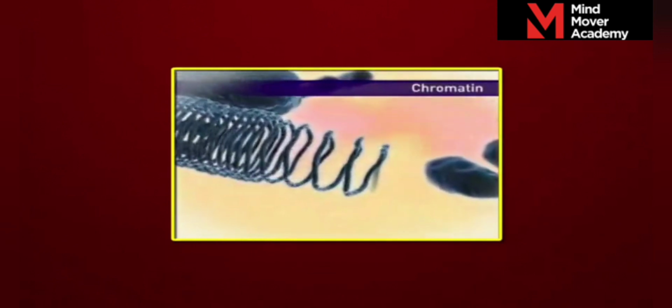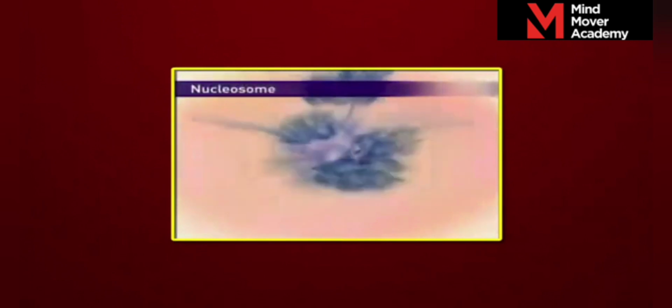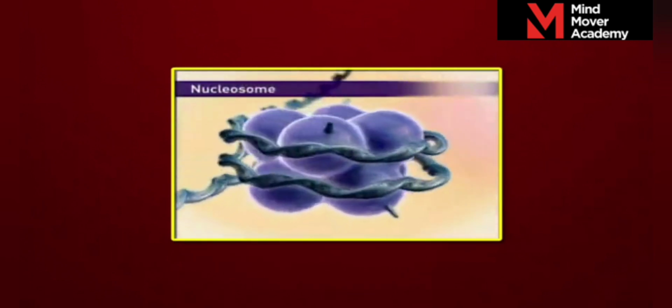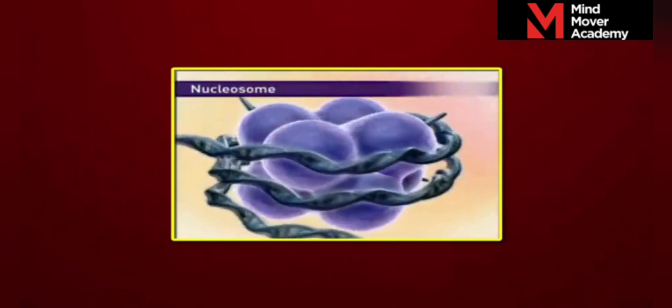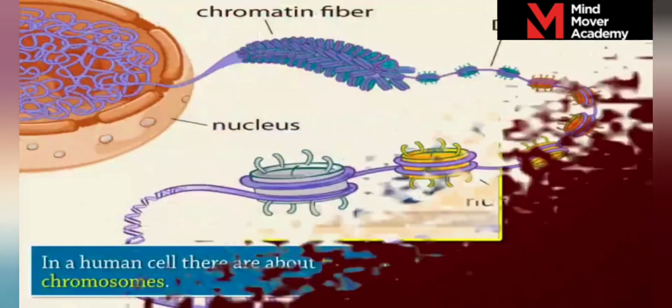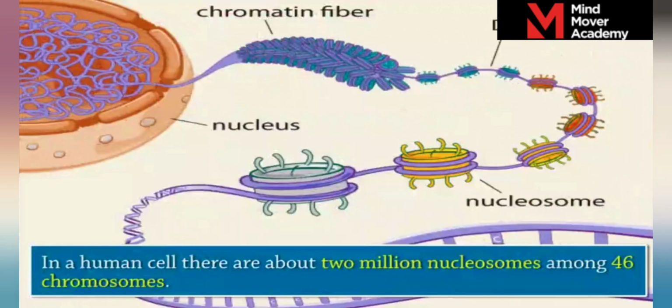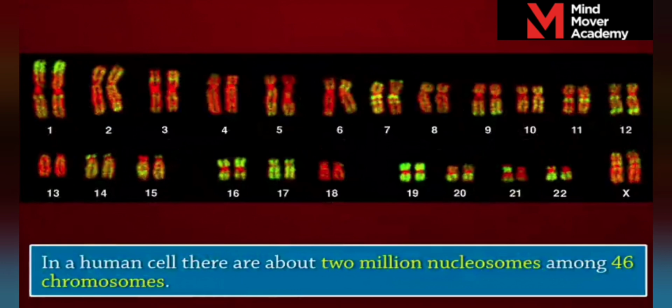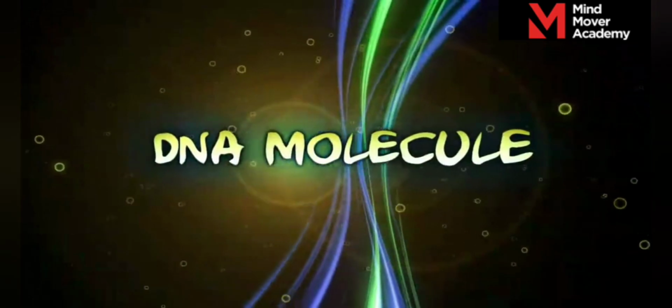It is shown that the DNA helix combines with a group of 8 histone molecules to form a structure known as nucleosome. It has an appearance of beads on a string. In a human cell, there are about 2 million nucleosomes among 46 chromosomes.